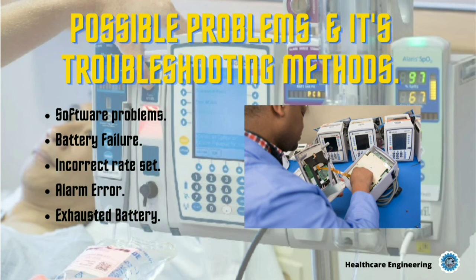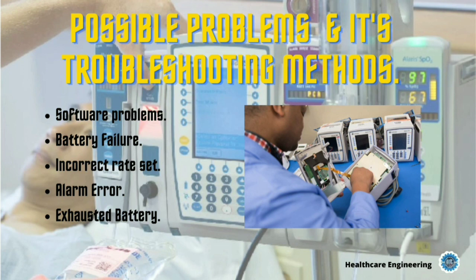Incorrect rate set. It occurs when the infusion ends early or goes too quickly. In that case, we need to check the displayed rate against the prescription. Change it if necessary. Alarm errors. If there is a critical problem in the infusion pump, such as an occlusion or the presence of air in the infusion tube, the alarm fails to alert. In that case, we need to remove the occlusion and restart.